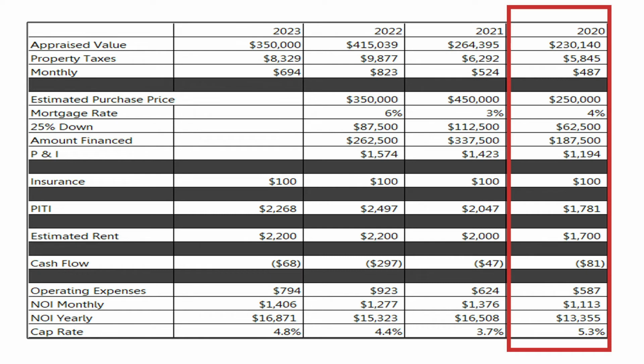If you would have purchased the house then, with 25% down, your principal and interest would be $1,194. You'd have about $500 a month in taxes, and I estimate $100 a month for insurance. That means your total PITI would be $1,781. There was a rental listing for this property in 2020, which is where I got the estimated rent. So using those 2020 numbers, you would have a slightly negative cash flow and a 5.3% cap rate.